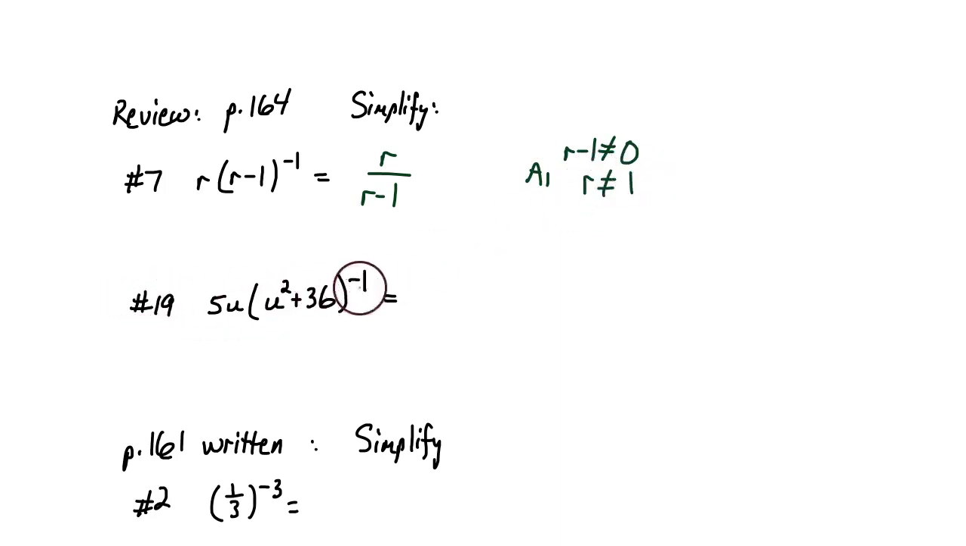Number 19, the part with the negative exponent, move it down into the bottom. Then think about if there's any number that u cannot equal. We do not want the denominator to equal 0, but there's no way that it could be, because whatever u is, as soon as you square it, you're going to get a positive result. And a positive number plus 36 is never going to turn out to be 0. So there are no restricted values for u.